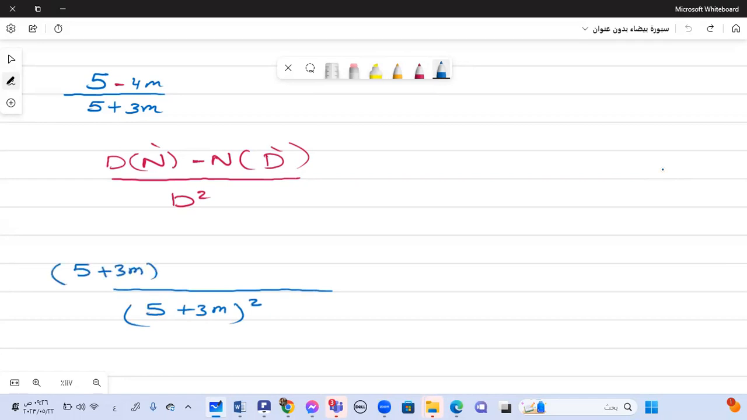Right there now. Multiply the derivative of the numerator, negative 4. Look at the numerator, find the derivative: negative 4. Minus, I swear, minus. 5 minus, and open a bracket, the numerator: 5 minus 4m. Multiply the derivative of the denominator. What is the derivative for the denominator? 3, and the closing bracket.